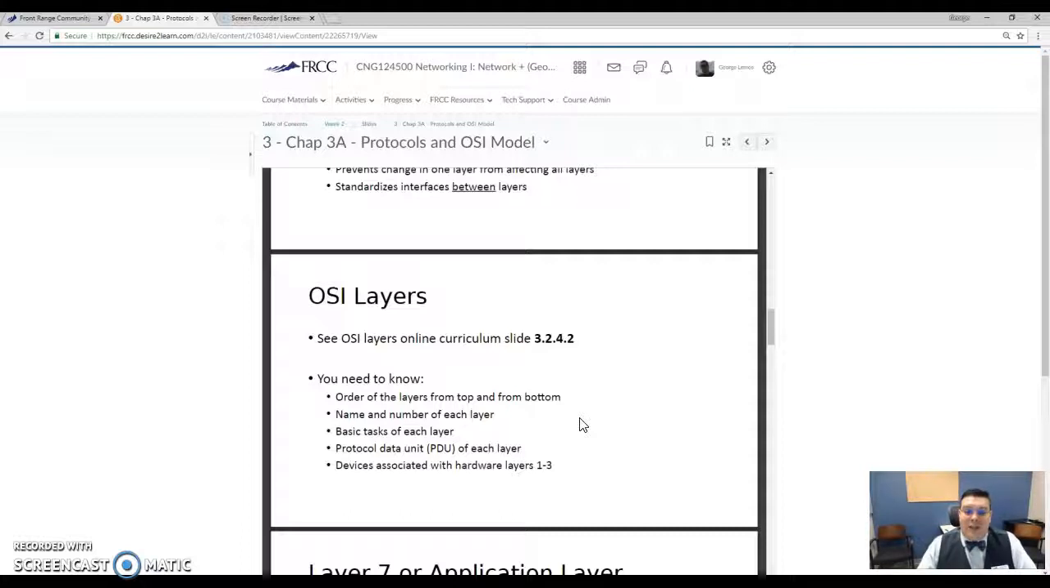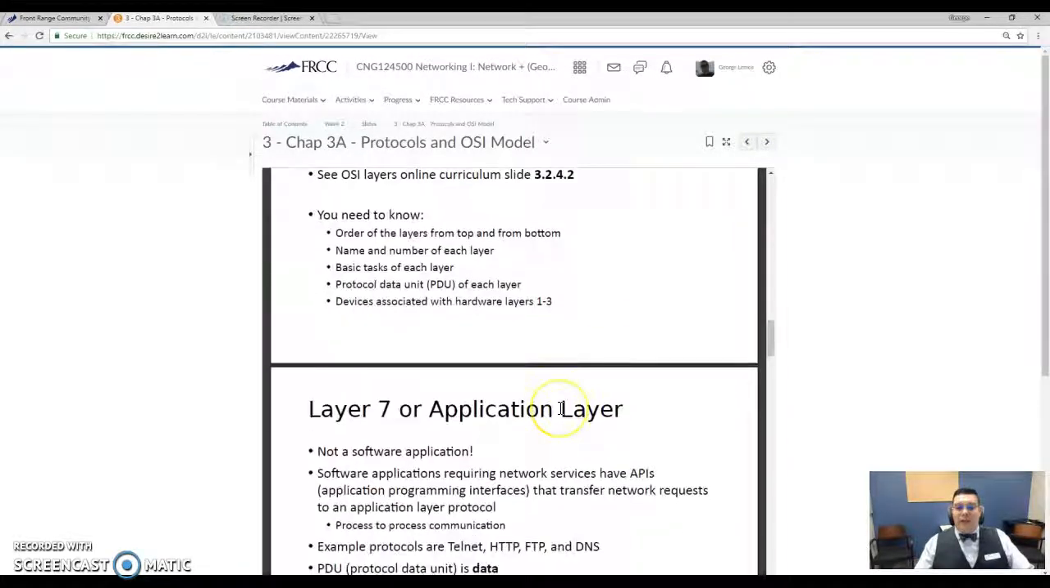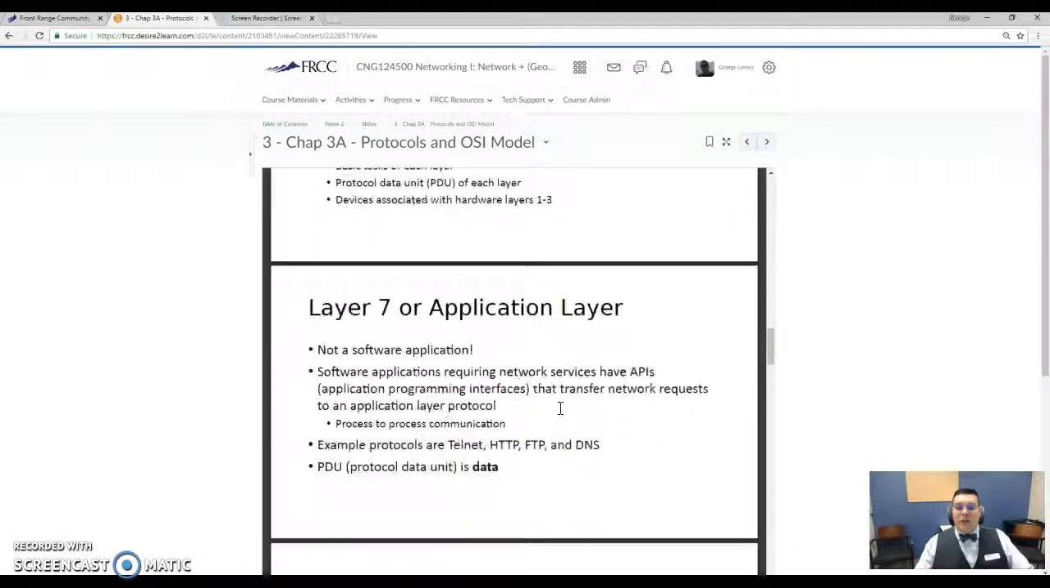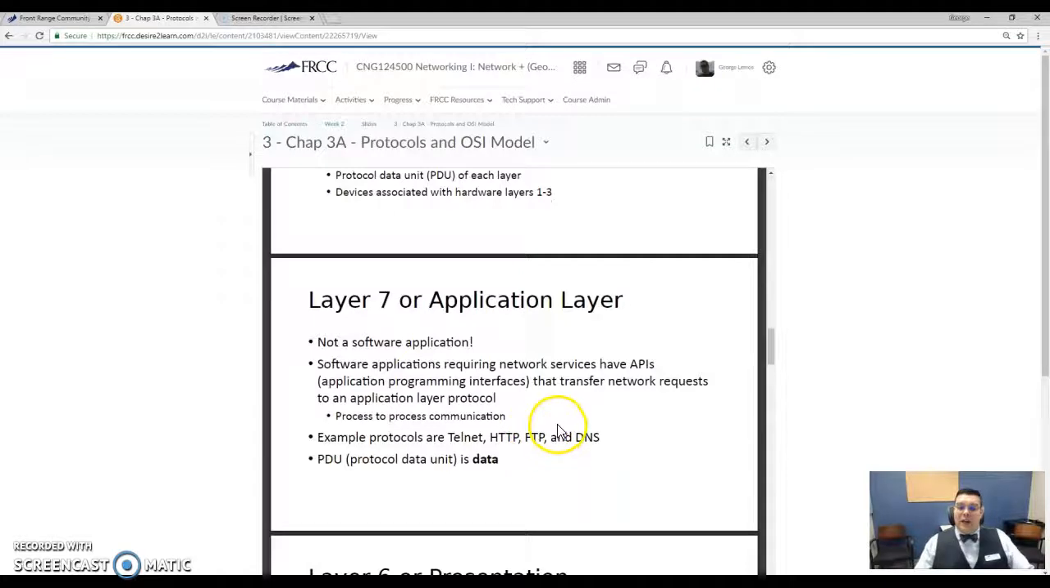Basic tasks of each level, once again, takes memorization. Hardware associated with layers 1, 2, 3. That one comes pretty quick for most people. But it's all practice and rehearsal. Don't think you're going to get it the first day. The more you pick it up, the more you look at it, the better off you're going to be. Also, protocols that interact with each level, once again, take time and rehearsal to get.